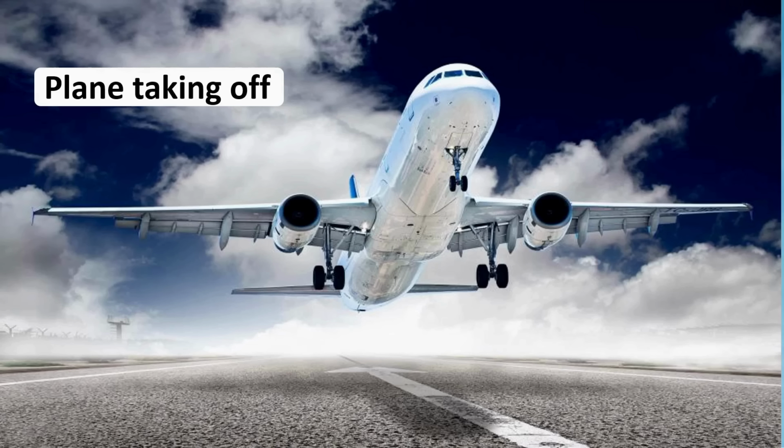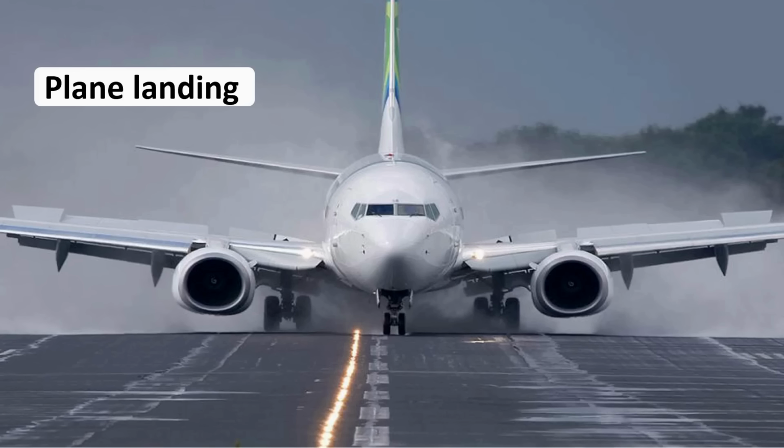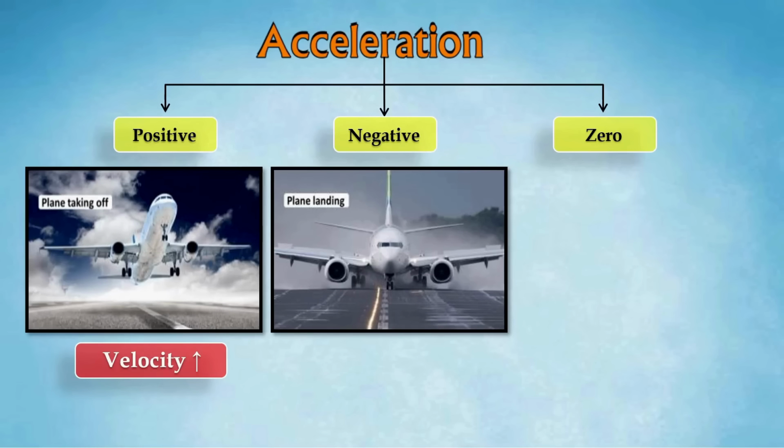For example, when an airplane is taking off, its speed keeps increasing as it moves along the runway. Since the velocity is increasing, the acceleration is positive. Next, negative acceleration, also called retardation or deceleration. Negative acceleration occurs when the velocity of an object decreases with time.